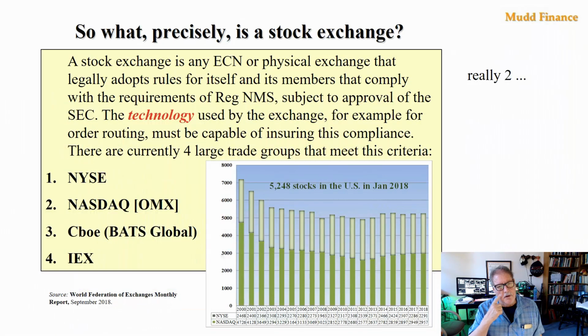So, given the new rules, what precisely is a stock exchange? There's somewhere between 5,000 and 6,000 stocks that are traded on listed exchanges in the United States. This is older data. I couldn't find it for 2019. According to the rules that I just outlined, a stock exchange is any electronic network or physical exchange, including the old outcry systems, because they still do exist. The New York Stock Exchange has one. Any system that adopts its own rules that comply with the requirements of Reg NMS.